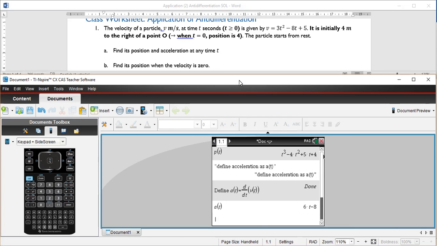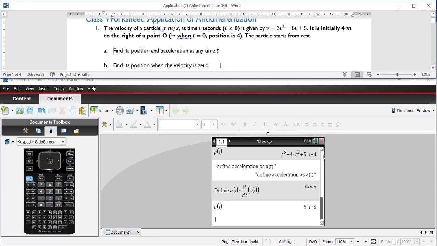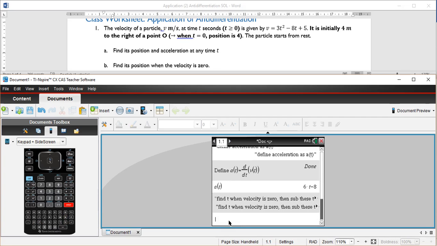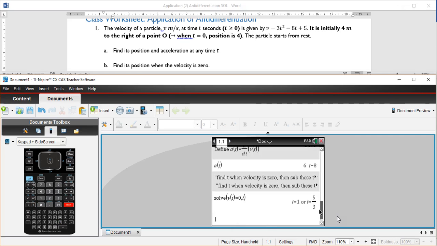Next, you need to find the position when velocity is 0. So to find the position when velocity is 0, you first of all need to find time when velocity is 0. So I'm going to solve. Let's just write out what I want to do. I need to find t when velocity is 0, then sub these t values in the position equation. Okay, so we need to solve v of t equals 0. Solving for t, you have two answers, 1 and 5/3.